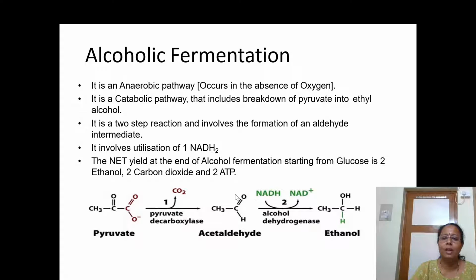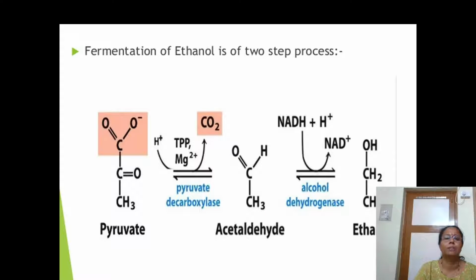So you have an aldehyde group here which undergoes reduction to this alcohol group. In turn, NADH is reoxidized to NAD+. So in this reaction, you have pyruvate converting into ethanol through two steps. This is known as alcoholic fermentation.